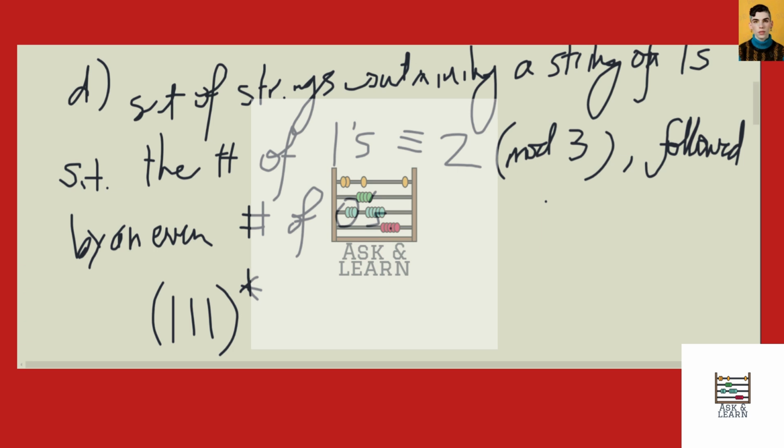And so the set of strings containing a string of ones such that the number of ones is congruent to 2 mod 3 is 11 111 star.